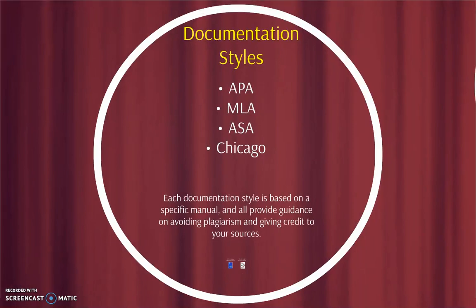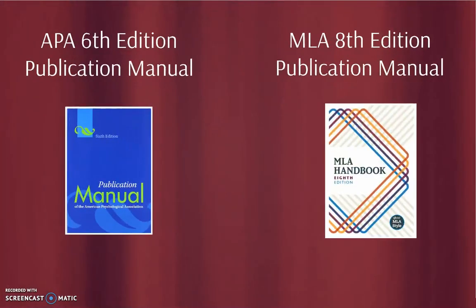At MacEwan University, there are 4 documentation styles that are most commonly used: APA, MLA, ASA, and Chicago. Each documentation style is based on a specific manual, and all provide guidance on avoiding plagiarism and giving credit to your sources. Here are examples of what the APA and MLA publication manuals look like. These manuals are hundreds of pages long, so Writing and Learning Services has created condensed handouts for each style guide. Samples of quoting and paraphrasing according to the various style guides will be covered later in this presentation.